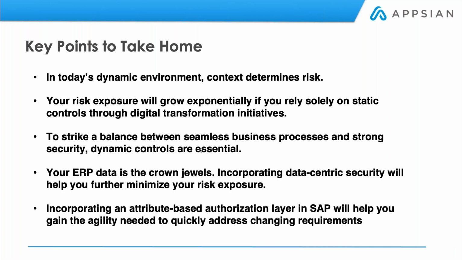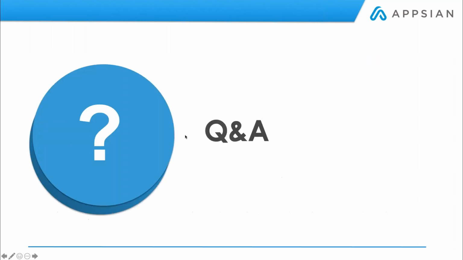Incorporating data-centric security will help you further minimize your risk exposure. And finally, incorporating an attribute-based authorization layer in SAP will help you gain the agility needed to quickly address these changing requirements. So I'm sure that you might have some questions from the presentation that we've gone through today. So I'm actually going to bring in Ryan to ask some of those questions of Rajesh and I. Ryan? Sure thing. Thanks, Greg.